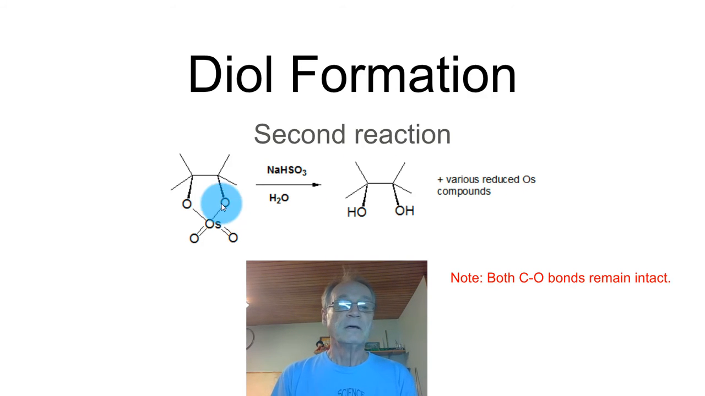So essentially, the 5-membered ring osmium compound gets reduced, and hydrogens from the water end up attaching onto these 2 oxygens, and you end up with the 2 OHs. And notice that these 2 carbon-oxygen bonds remain intact. So they were put on in a syn fashion to begin with. They remain syn to each other after this second reaction.